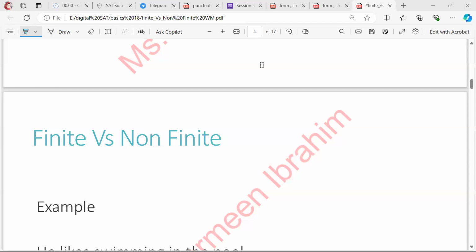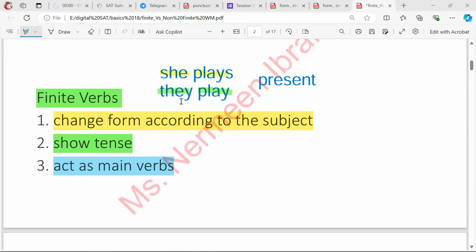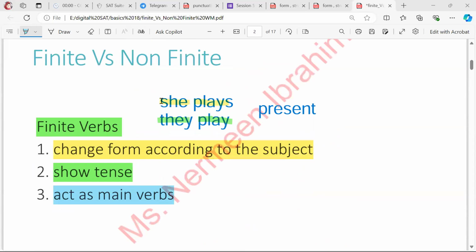I actually have a question. I did not really understand the difference between she plays and they play. I changed only the subject. She plays. She is a singular subject, so she takes plays, right? I changed the subject to they, plural, so they will take play, not plays, right? Can I say they plays?